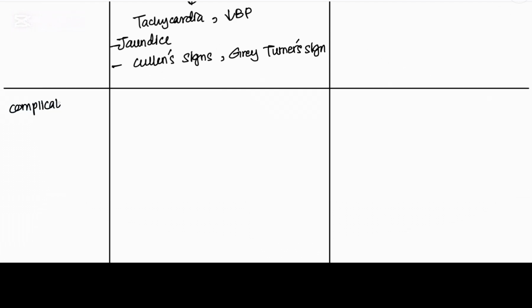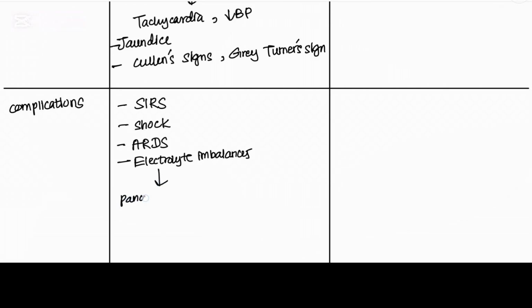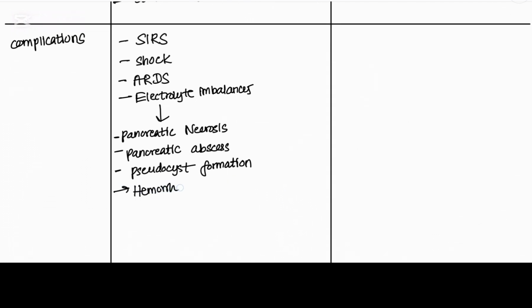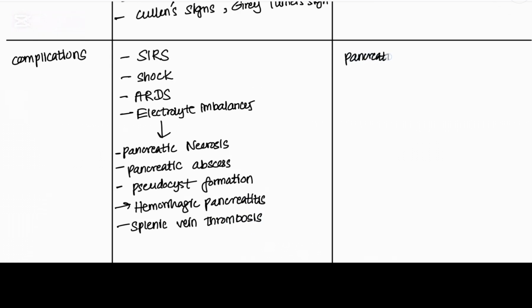So now if we look into the complications, acute pancreatitis can lead to systemic inflammatory response syndrome, shock, ARDS, and electrolyte imbalance. Saponification can cause hypocalcemia, and they can also have pancreatic necrosis because of the inflammation. Then pancreatic abscess, a pus-filled localized collection, and pseudocyst can form around the pancreas. Then hemorrhagic pancreatitis because the vessels can get affected, and splenic vein thrombosis can happen because of this inflammation.